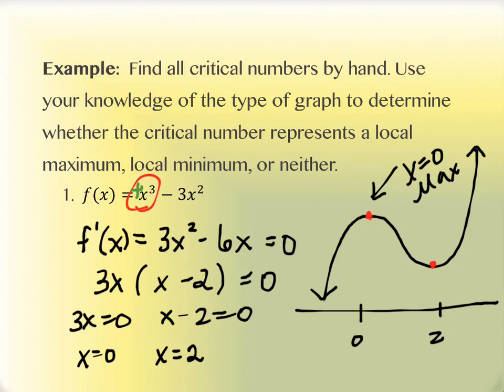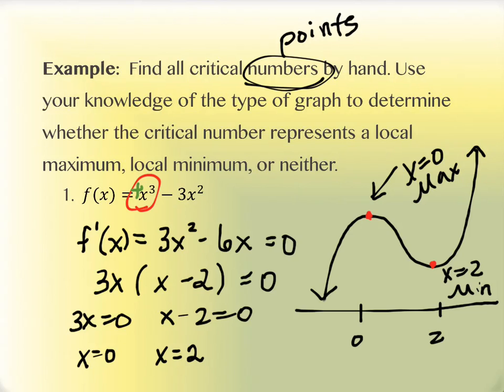And my x value of 2 is my minimum. Now this says critical numbers. If it actually used the word points, we would want to find the x and the y. So if x is equal to 0, how can I find what y is? Plug it into what? The original equation. Very good.